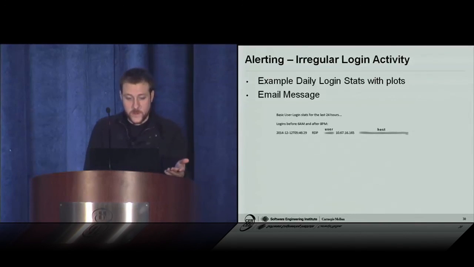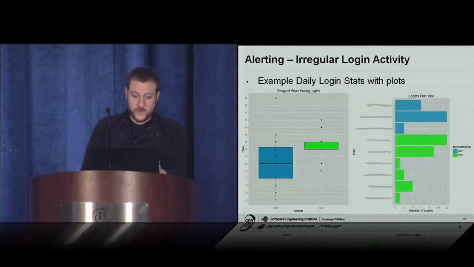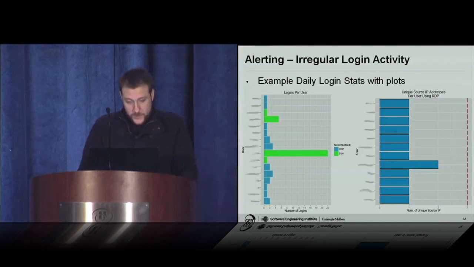Here's an example of the message in the email. It just says, hey, this guy logged in after 8 p.m. Well, actually, this one was before 6 a.m. I selected those hours just because nobody's typically around before or after those times. And these are some of the plots, the information included with the email. It's just the range of hours seeing logins per host, per method, logins per user. You see a user logged in 22 times, which is abnormal.